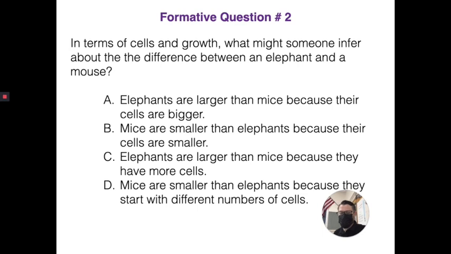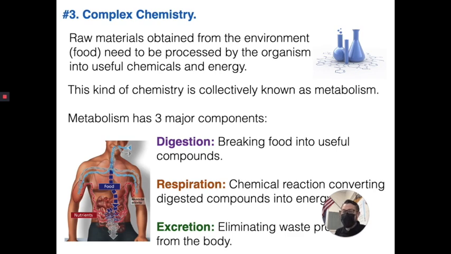Or D, mice are smaller than elephants because they start with a different number of cells. Now, in order to make those cells, we need to have the raw material and the energy to do that work. This takes us to point number 3. Living things have complex chemistry.